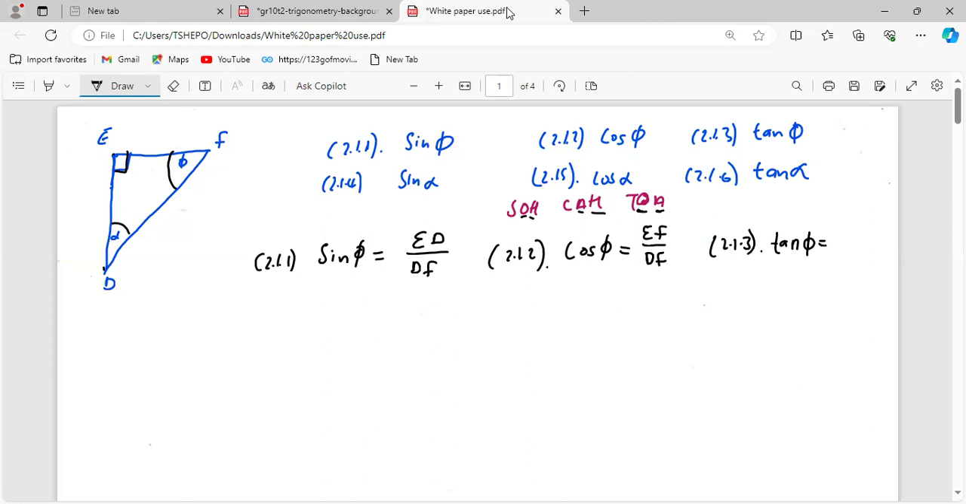The opposite side, again, is going to be ED because it's facing angle phi. They are opposite to one another. It's facing it, so it's the opposite side. And then the adjacent side is the one that is next to it, which is, sorry, EF. ED is the opposite side. EF will be adjacent to this angle. So that means we're going to write opposite over adjacent. Opposite is going to be side ED over adjacent. Adjacent is going to be side EF. And then we are done with this one. And then we jump to 2.1.4.